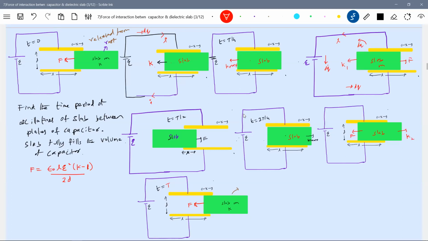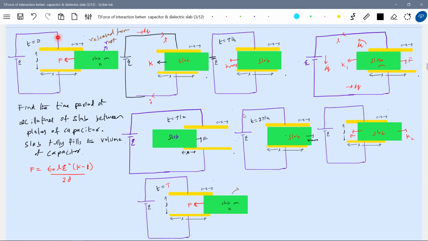Hope everyone is able to understand things. So when the slab moves from extreme to mean position, the charge will flow from the cell to the capacitor. When it's moving again from the mean to the left extreme, the charge will flow in the opposite direction. So in this way, there will be exchange of energy between the cell and capacitor, and no heat generated. This is the ideal case we are discussing.